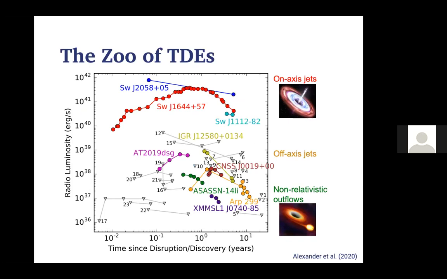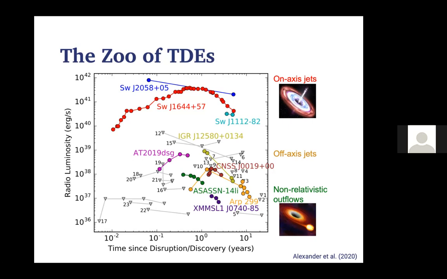So as time has moved on, because Swift J1644 has moved on, this is the radio luminosity. We've gotten many more TDEs. And what we're seeing is we're starting to get a few different things in the zoo of TDEs. We were talking earlier about the zoo of transients. This is now the zoo of TDEs.